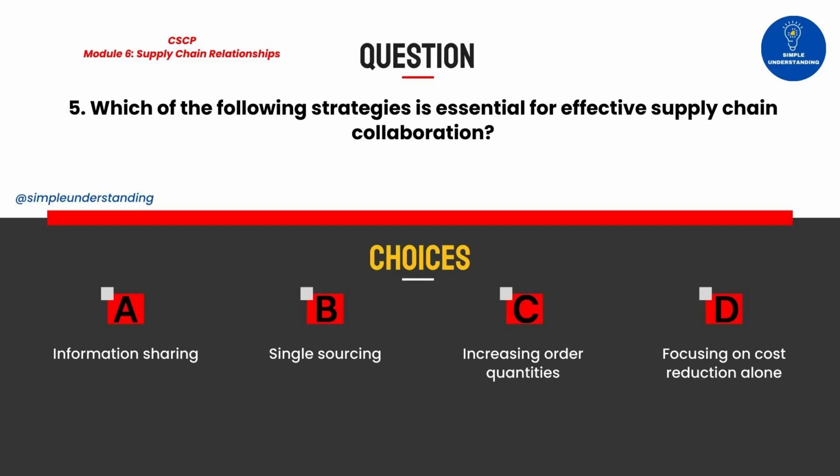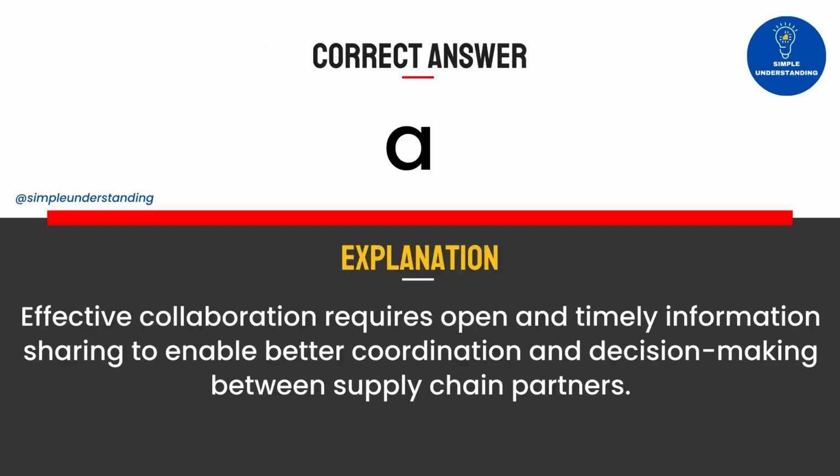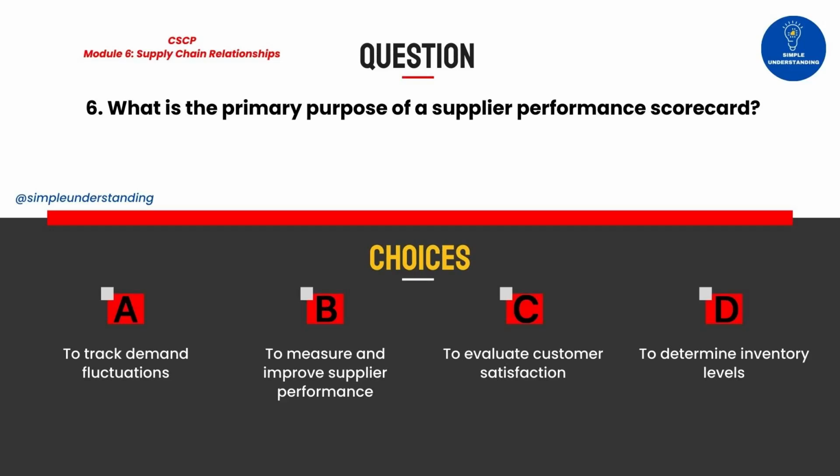5. Which of the following strategies is essential for effective supply chain collaboration? A. Information sharing. B. Single sourcing. C. Increasing order quantities. D. Focusing on cost reduction alone. Correct answer, A. Explanation. Effective collaboration requires open and timely information sharing to enable better coordination and decision-making between supply chain partners.